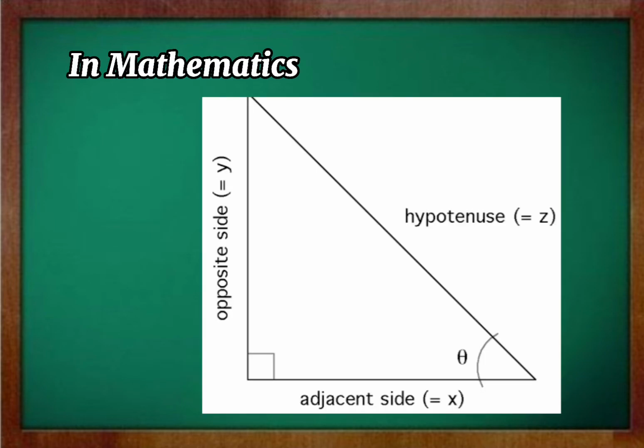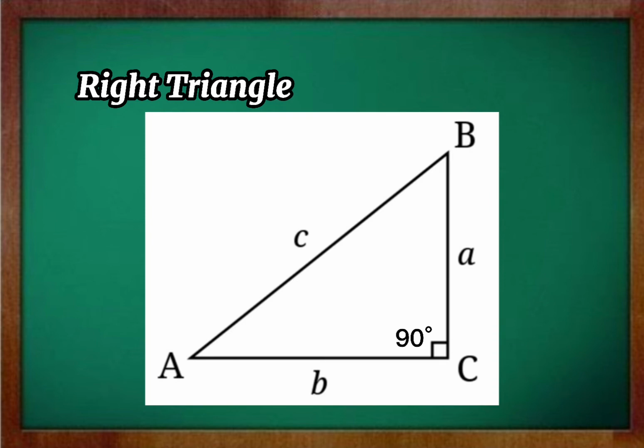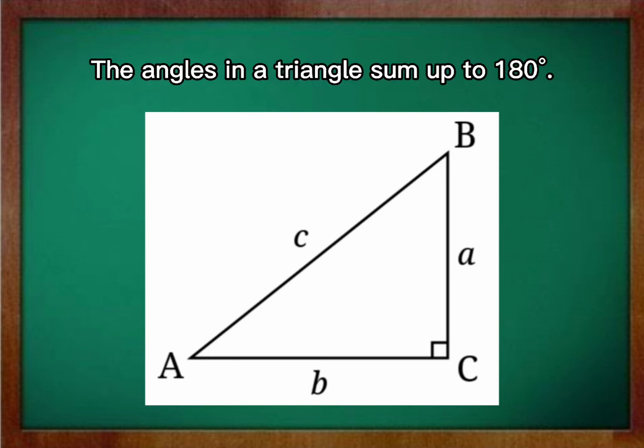So in math, this is used to solve triangles. To solve a triangle means to find the length of all sides and the measure of all the angles. Any triangle with a right angle measuring 90 degrees is called a right triangle. The angles in a triangle sum up to 180 degrees.